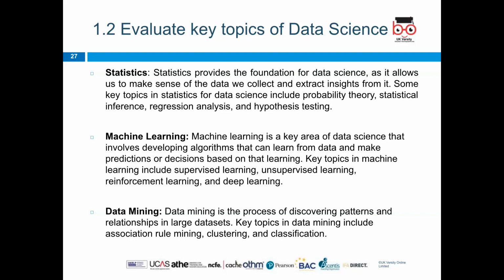What is machine learning? Machine learning is a key area of data science that involves developing algorithms that can learn from data and make predictions or decisions based on that learning. Key topics in machine learning include, like we said in the previous slides, supervised learning, unsupervised learning, reinforcement learning, and deep learning. And I gave an example of how ChatGPT is a good example of machine learning.